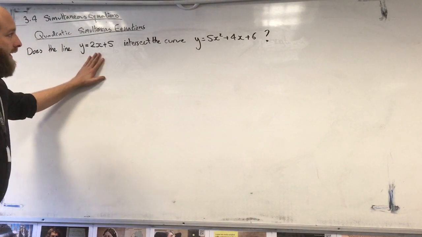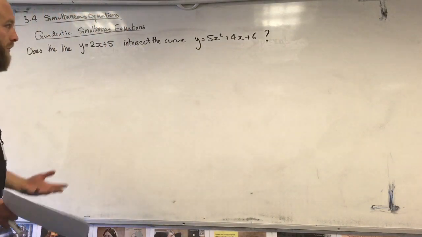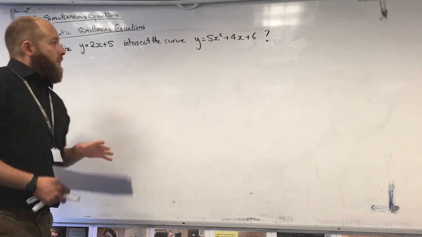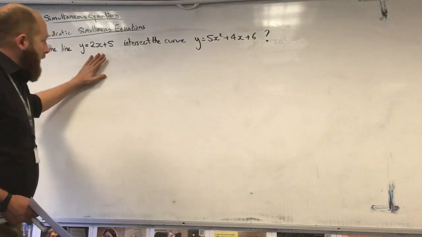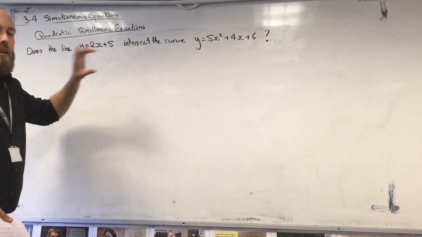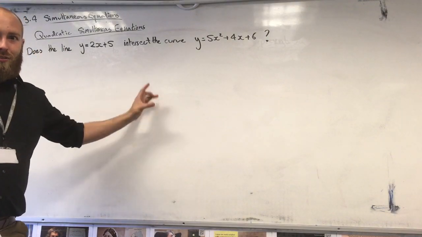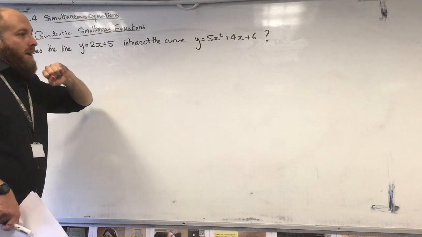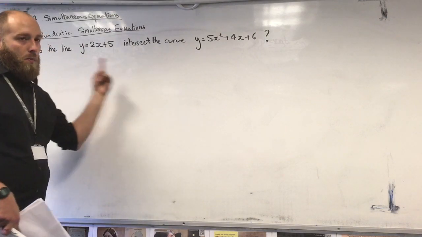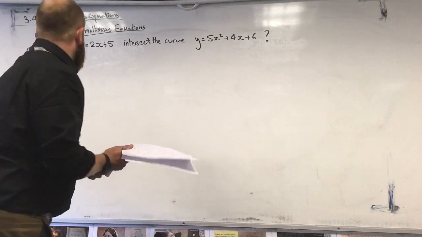So does that line intersect that curve? You might just try and solve them simultaneously, see if there are any solutions, but there's a quicker way. Because we've got a quadratic and a line, the simultaneous equations we'll have to solve will result in another quadratic equation. So if the discriminant of the resulting quadratic is positive, yes, they'll meet twice. If the discriminant is 0, they'll meet once. If the discriminant is negative, they won't meet. So let's try that out really quickly.